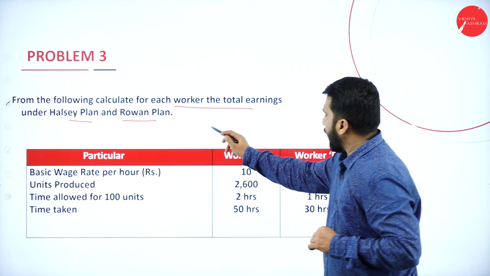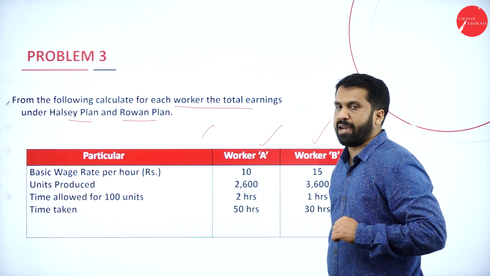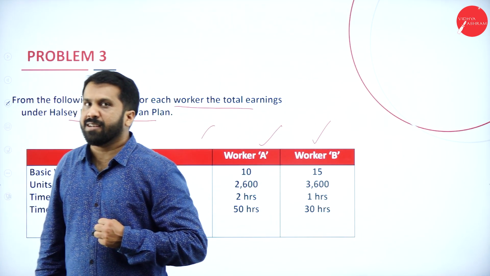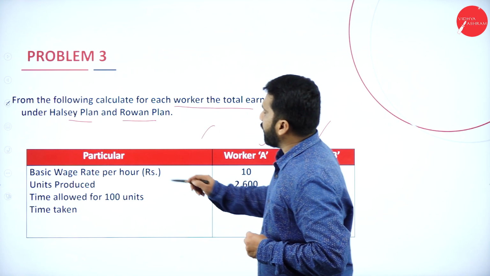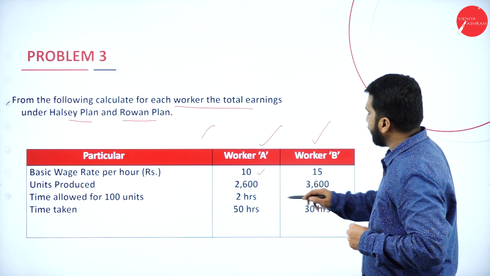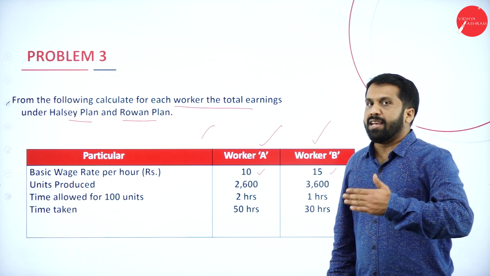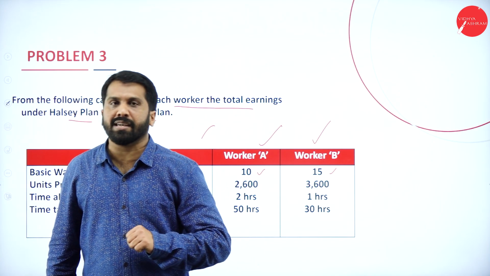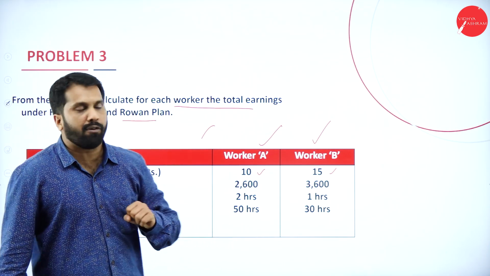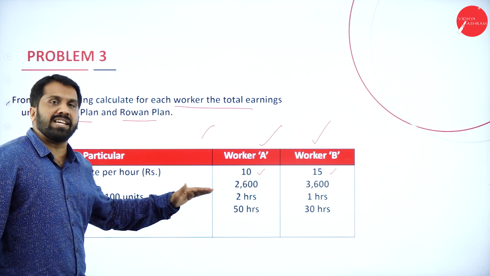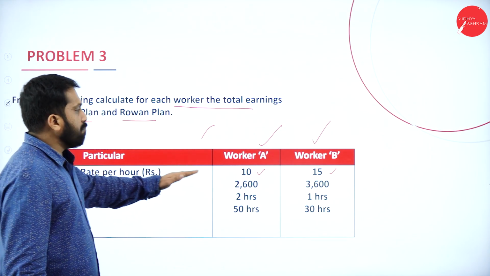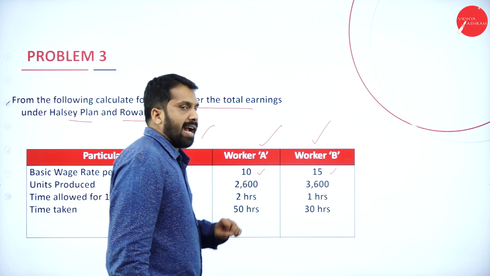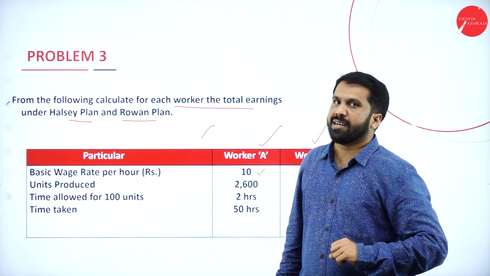In the particulars, we have worker A and worker B. How many workers do we have? Two. First person will be A, second person will be B. Now, basic wage rate per day: first person will get 10, second person will get 15. In the earlier problems, they were supposed to get equal per hour. But A maybe is the less experienced or new person, so B is getting 15 rupees and A is getting 10 rupees.